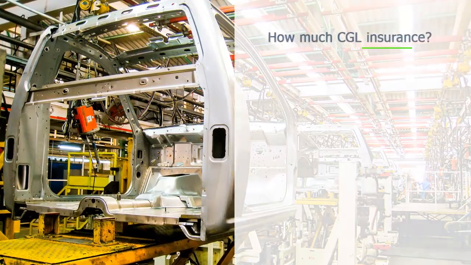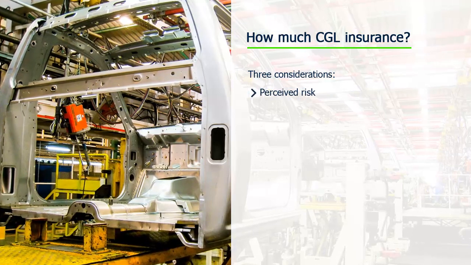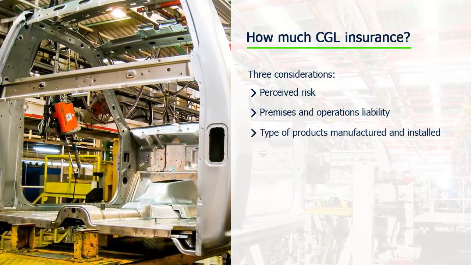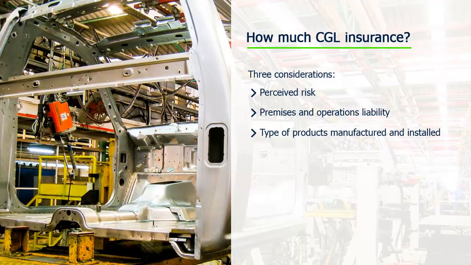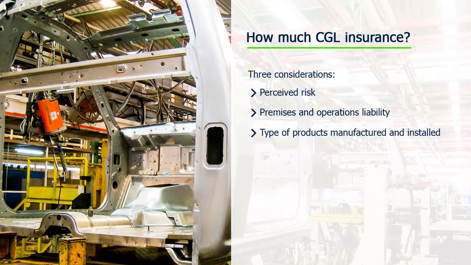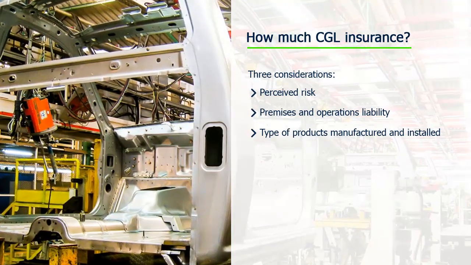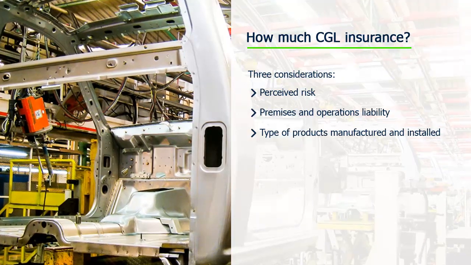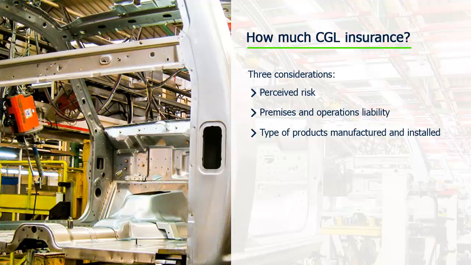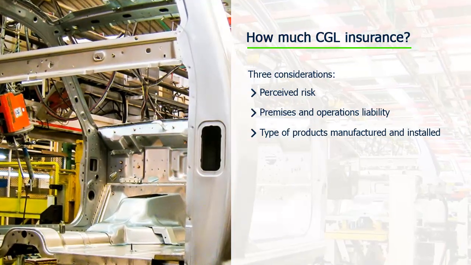The amount of coverage that your business needs depends on three factors: perceived risk, where you operate your business, and the types of products that you manufacture or install. Perceived risk. Consider the amount of risk associated with your business operations and functions. For example, if you manufacture explosives, you would generally need more coverage than another organization that provides pastry to coffee shops. Premises and operations liability.